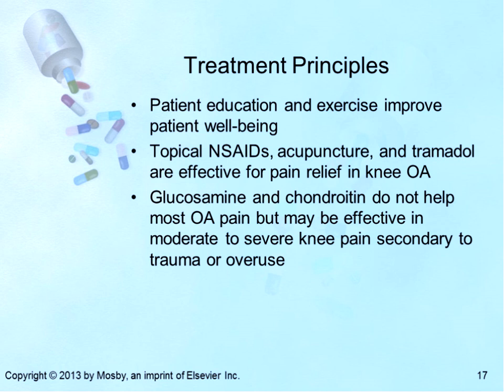Treatment principles, evidence-based recommendations, patient education and exercise definitely improve the patient's well-being. Topical nonsteroidals, acupuncture, and tramadol are effective for pain relief, especially in osteoarthritis of the knee. Glucosamine and chondroitin do not relieve most of the osteoarthritis pain, but they may be effective in moderate to severe knee pain resulting from trauma or overuse.